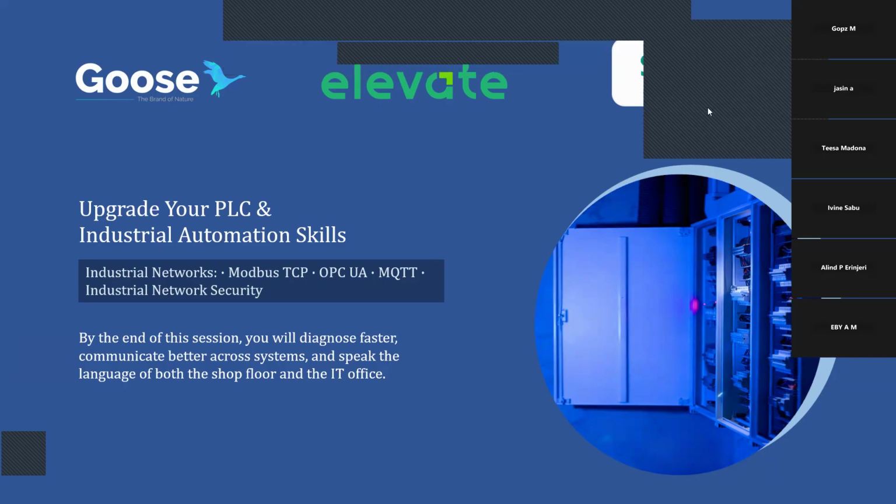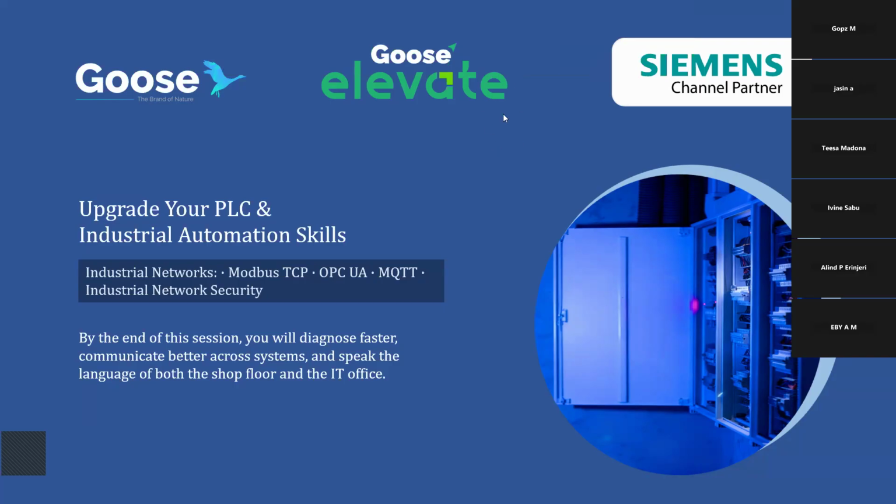Today's webinar is an initiative by Goose Industrial Solutions in association with Goose Elevate Industrial Automation Training Department. The objective of this initiative is to empower industrial professionals and aspiring engineers by enhancing their knowledge and skills in the field of industrial automation. In today's rapidly evolving industrial landscape, upgrading our technical skills is no longer an option, it's a necessity. Programs like these are designed to bridge the gap between theoretical knowledge and real-world industrial application.